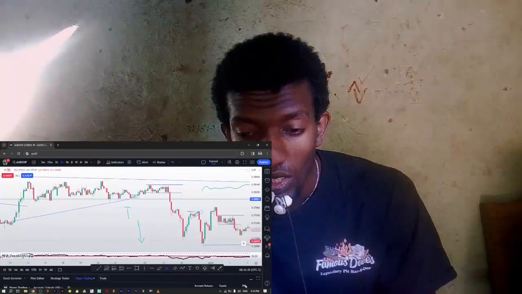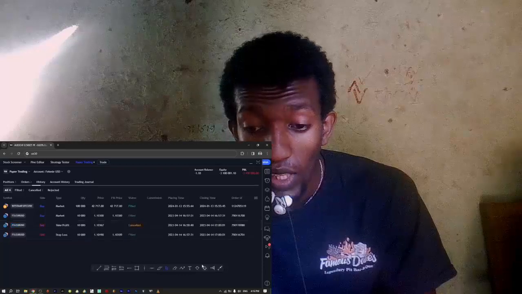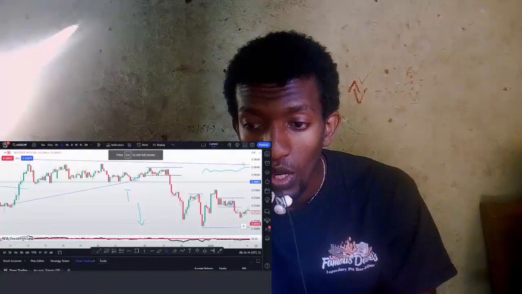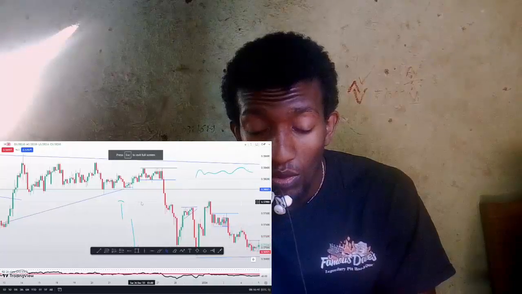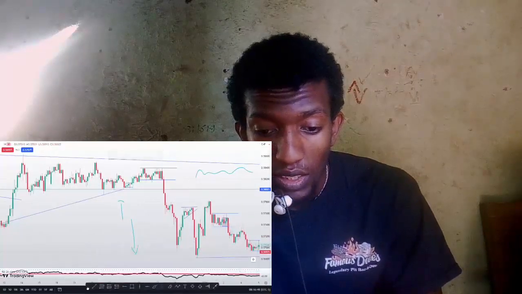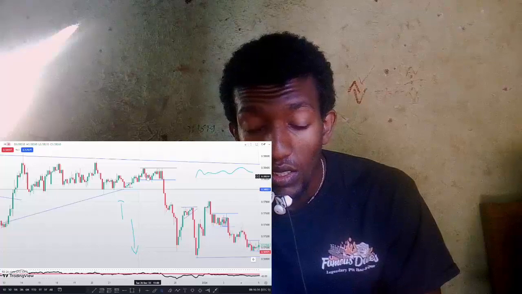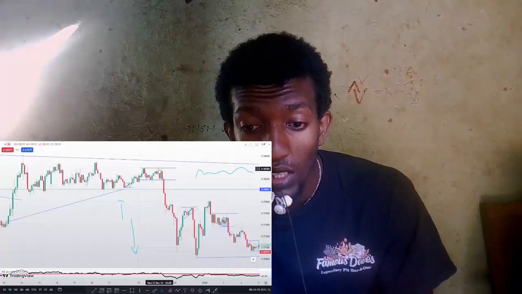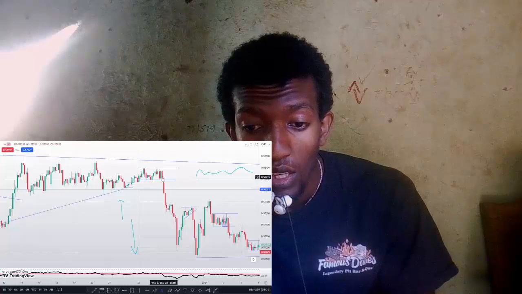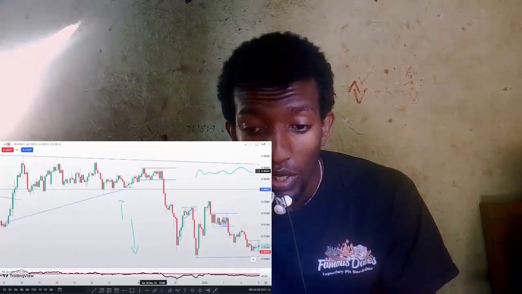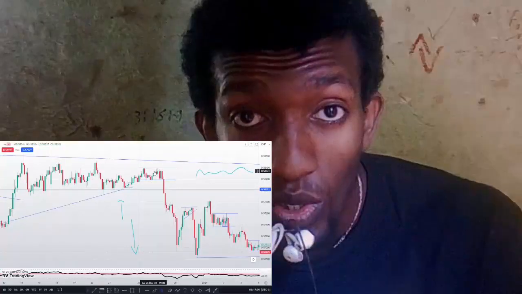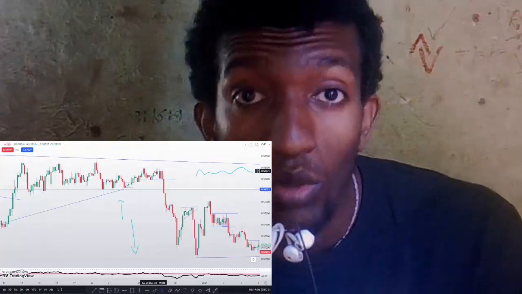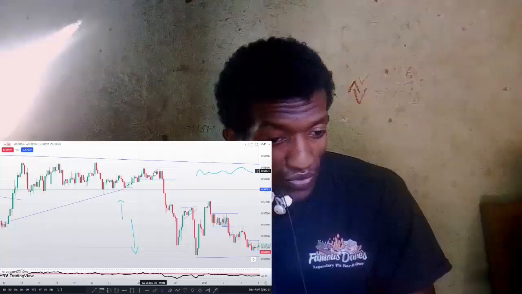But in this consolidation case, I'm sorry, I wanted to make it full screen. In this case, what you are seeing is that there is no higher high and no lower low, because both highs are at the same place and both lows are at the same place. When you see this kind of market, it is called a ranging market or a consolidating market.